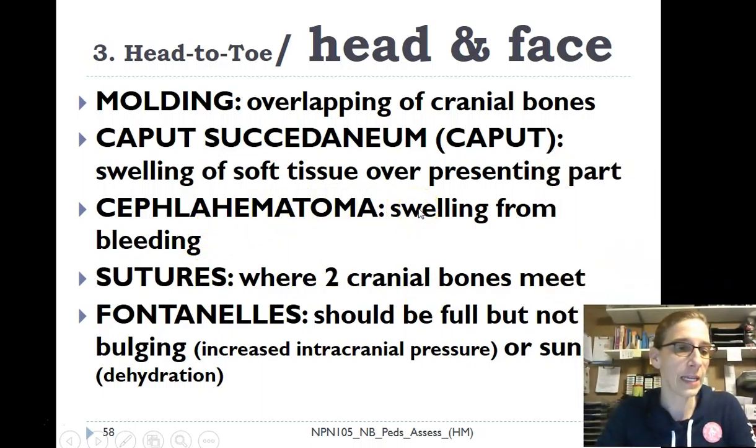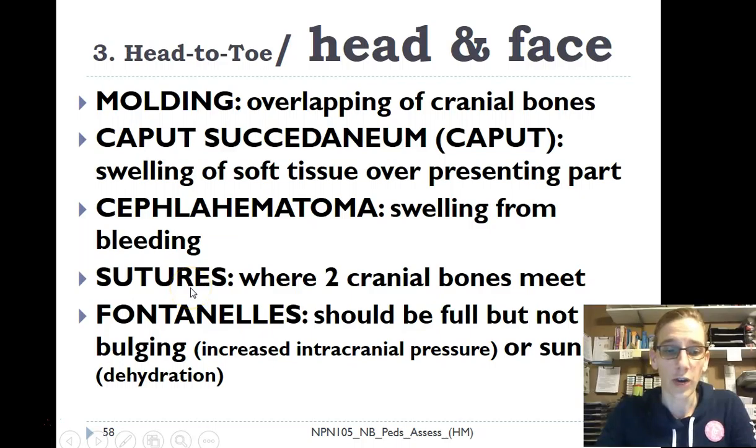Cephalohematoma is swelling from bleeding. Cephalohematoma does not cross suture lines, and a caput does cross suture lines. Be sure that you understand the definition for all of these and what makes them different. If you have questions, please let me know, but make sure you understand all of these things.